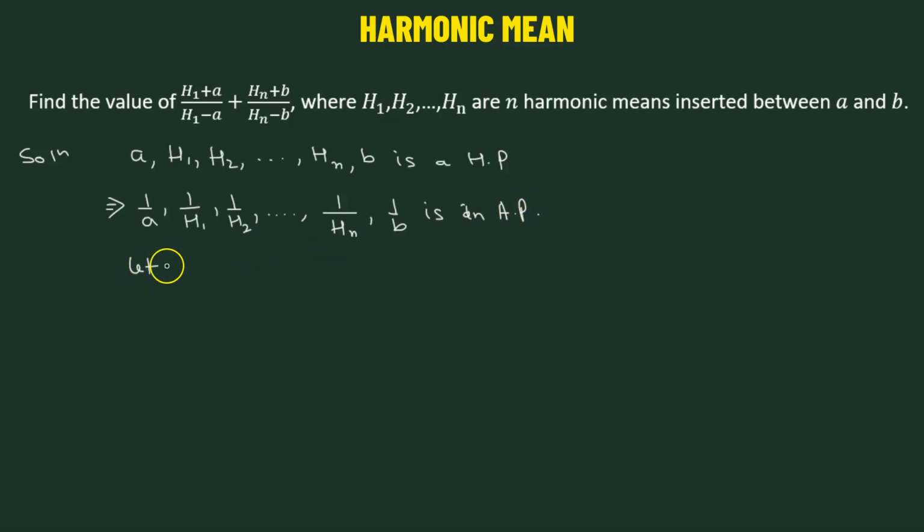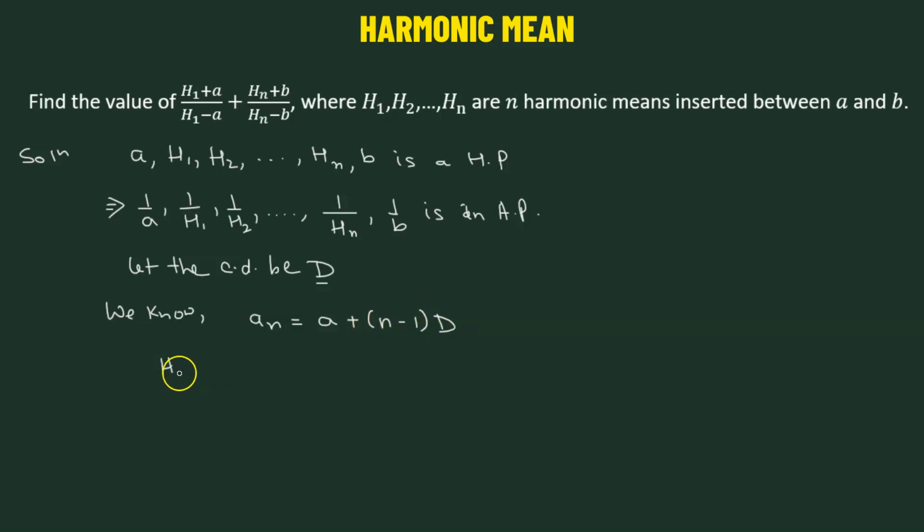So let the common difference be denoted by the uppercase letter D. Now we'll have to find an expression for D. Since it's an arithmetic progression, we will use the nth term of an arithmetic progression. We know that the nth term of any arithmetic progression is given by a_n equals a plus n minus 1 times some common difference d.